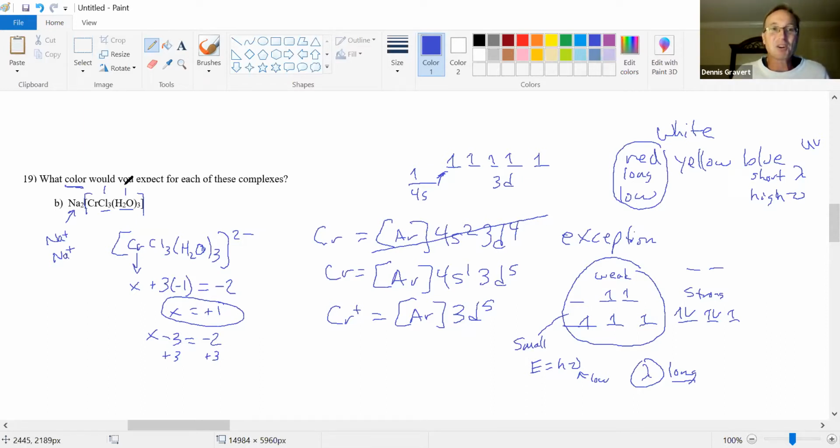And if it's being absorbed, what light is coming out? Just the blue and the yellow. And did you remember that blue and yellow make green? Yeah, you get a green solution. So what color? We expect this to be a green color.